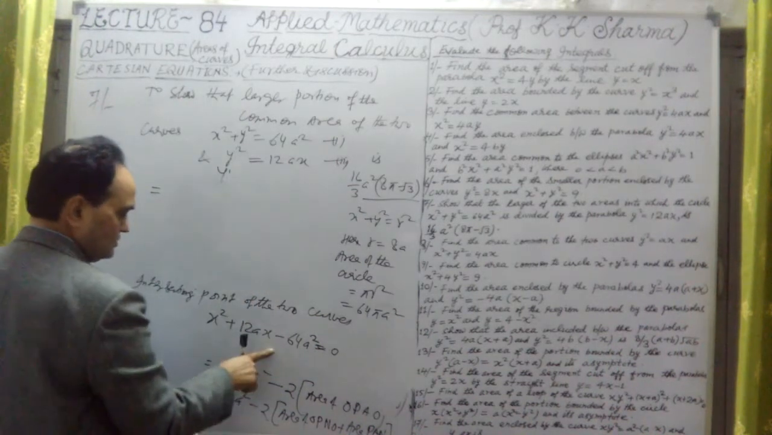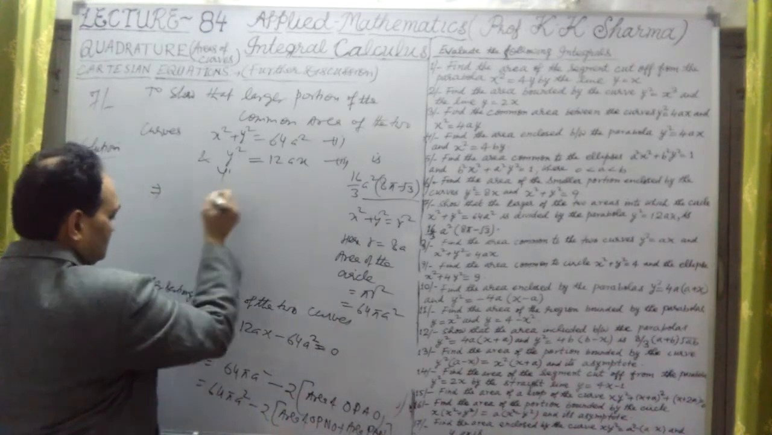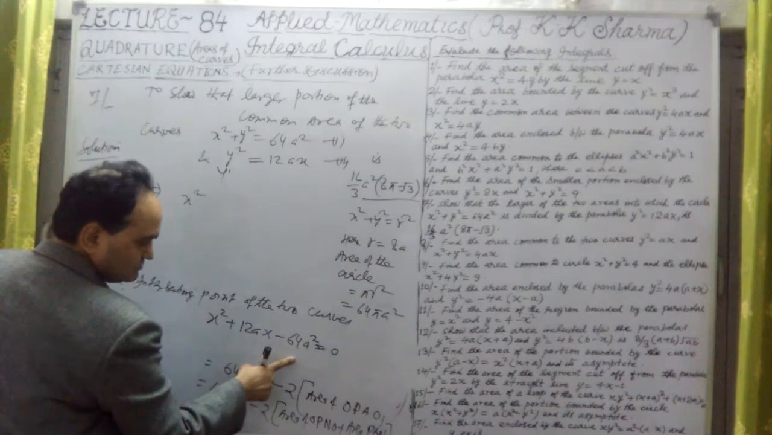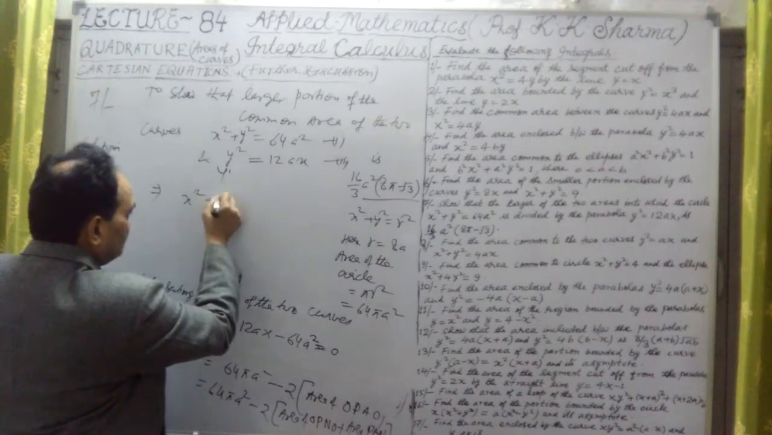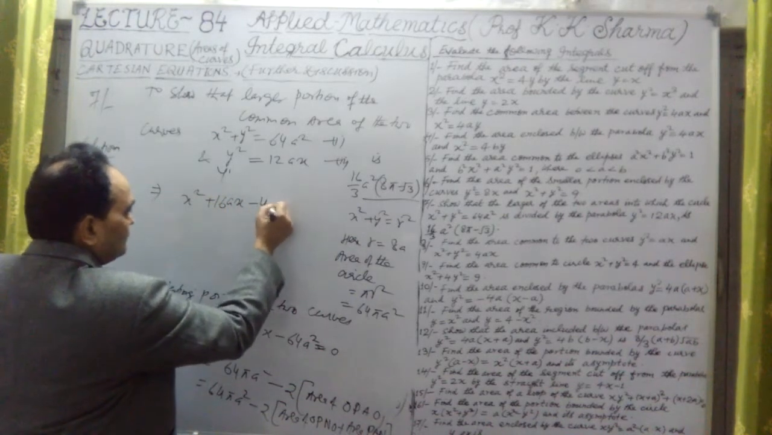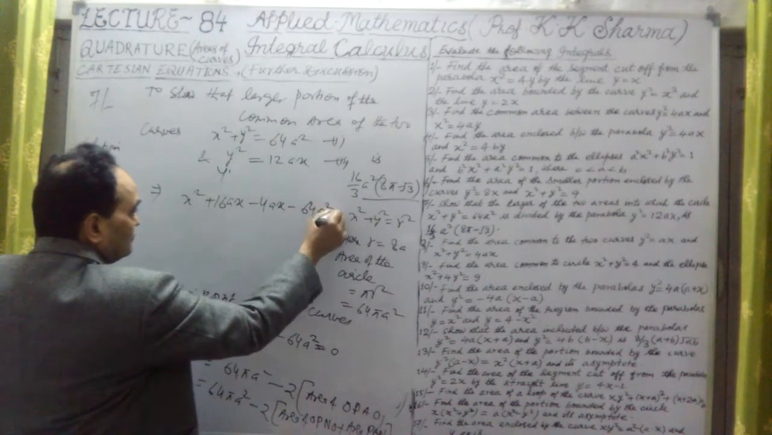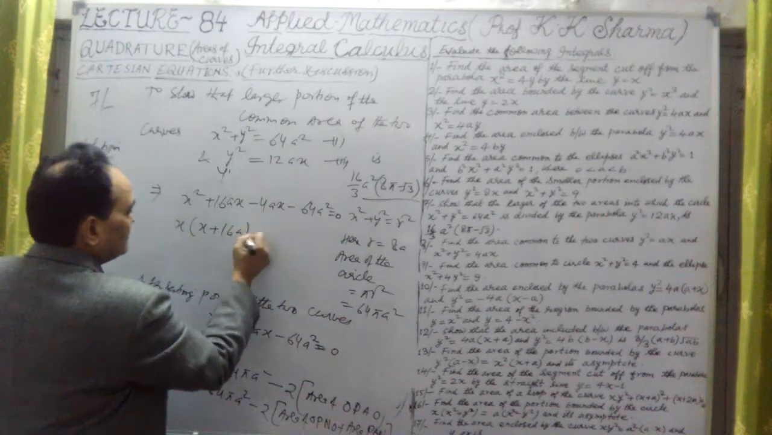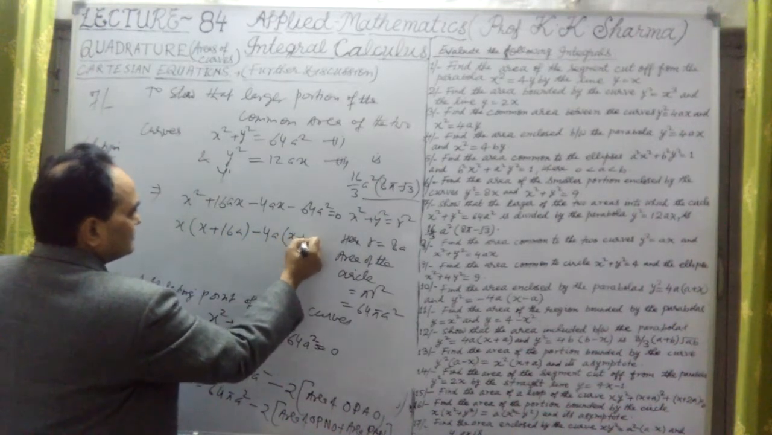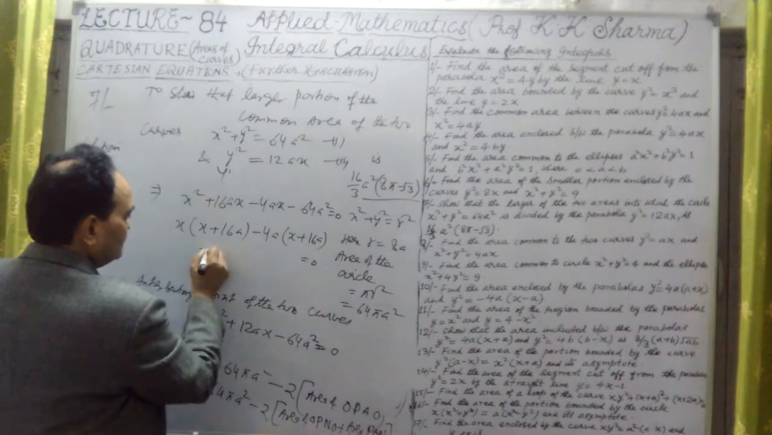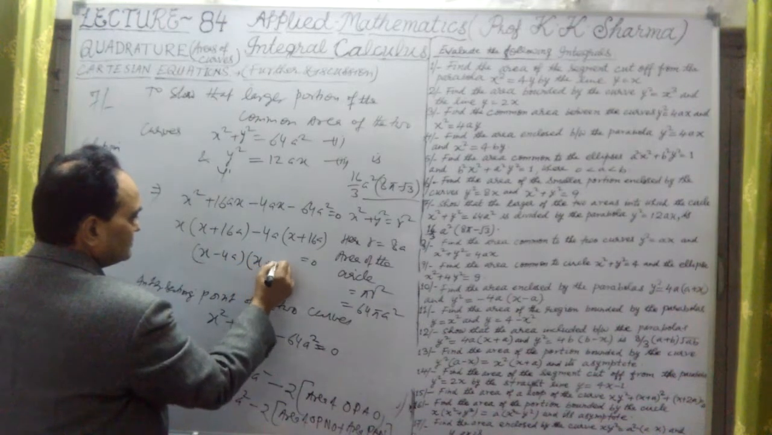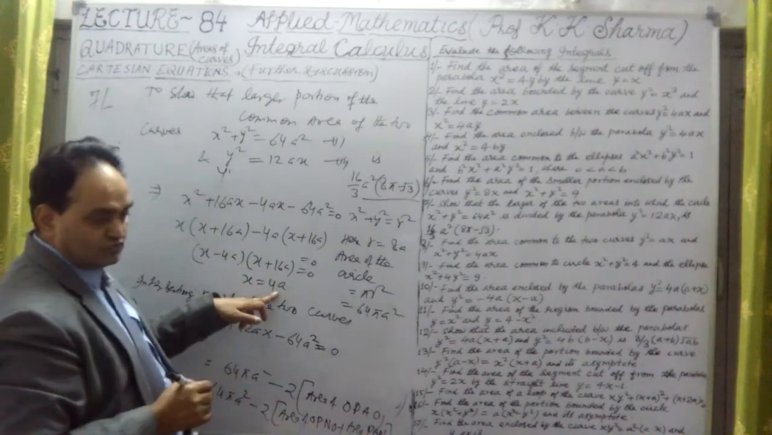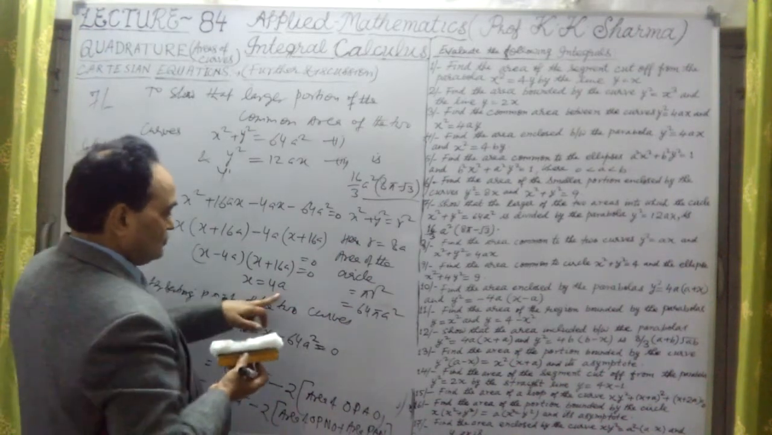Solving this equation, it will give us x square plus 16ax minus 4ax minus 64a square equal to 0, because 16 times 4 is 64 and 16 minus 4 is 12. This will give us the same value. x common, x plus 16a, minus 4a common, x plus 16a equal to 0. It means (x minus 4a)(x plus 16a) equal to 0. x equal to positive 4a. So that point is x equal to 4a. So the x coordinate of the curve is 4a.